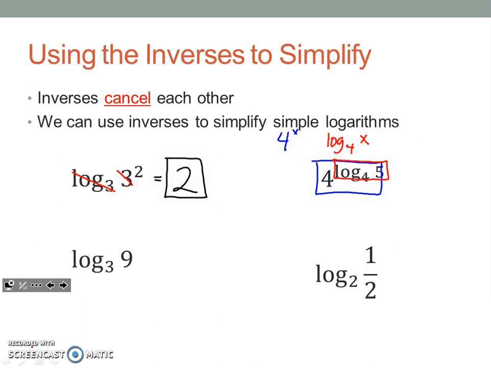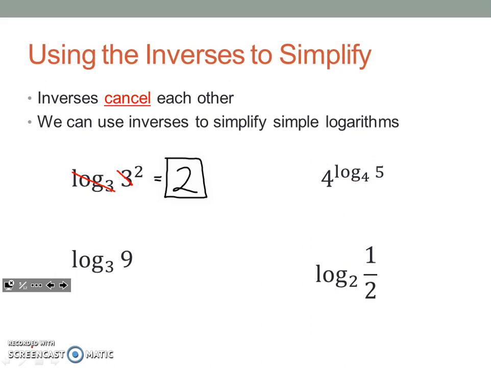Again, I've got a log and an exponential function, and they have the same base. That means that they are inverses of each other. Okay, so this is just the opposite. I've got a 4, and then there's a log base 4 of 5. That's up in the exponent.